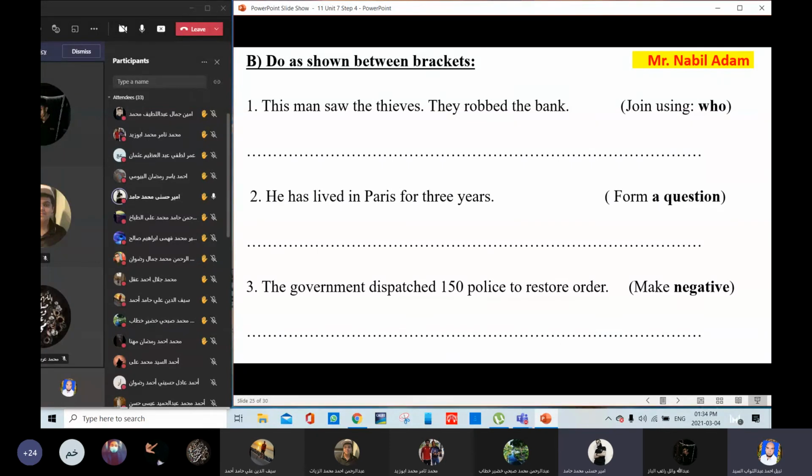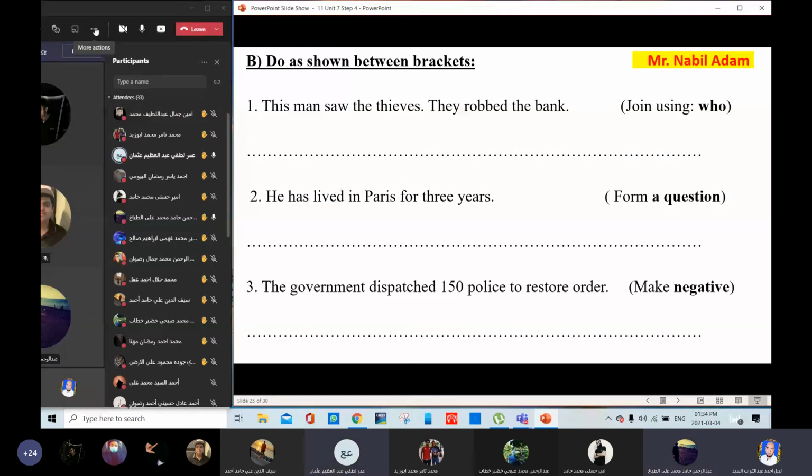This man saw the thieves. Yes, I'll answer. Omar Lotfy. This man saw the thieves. They robbed the bank. This man who saw the thieves, they robbed the bank.